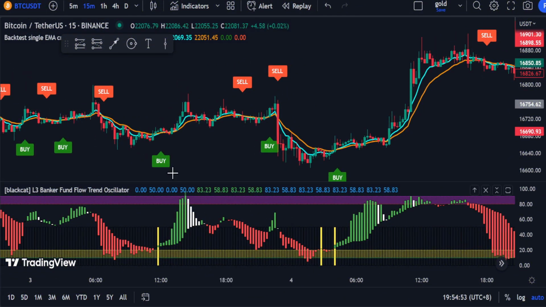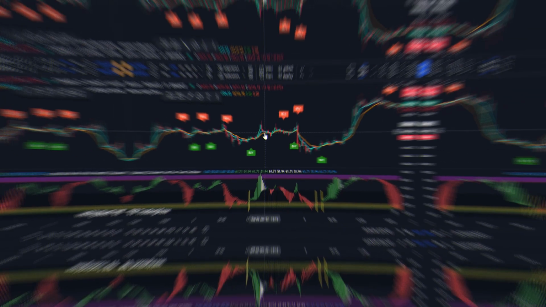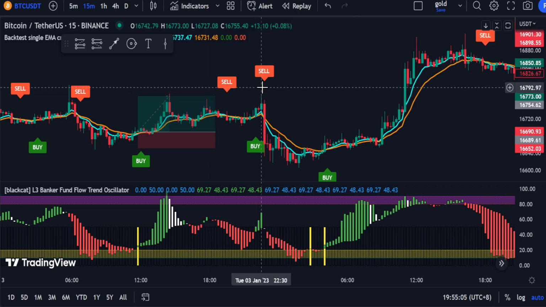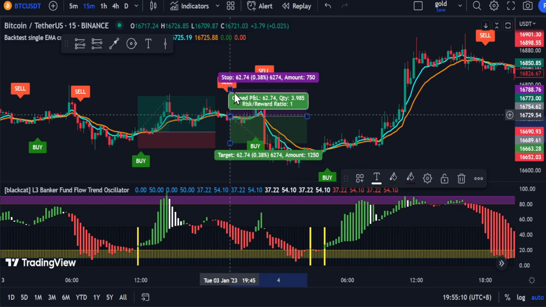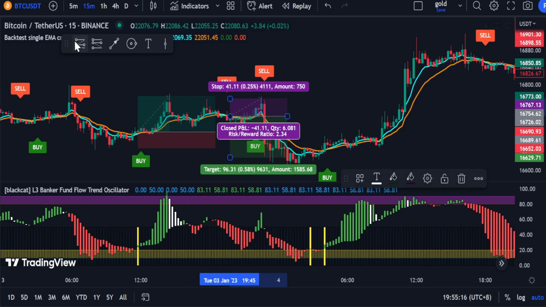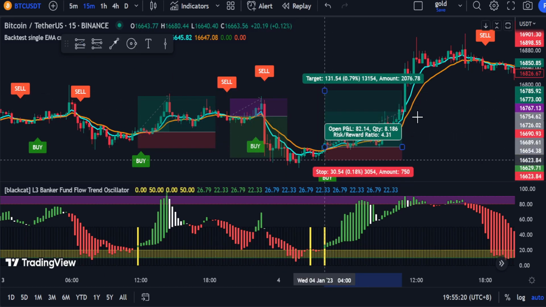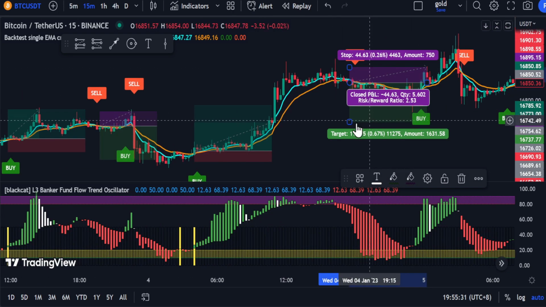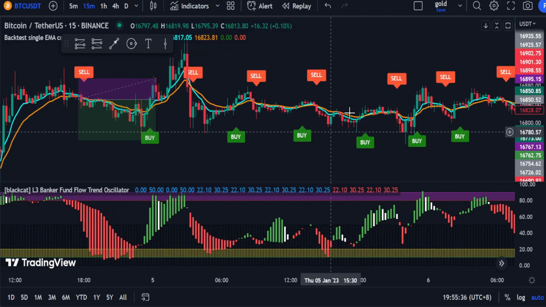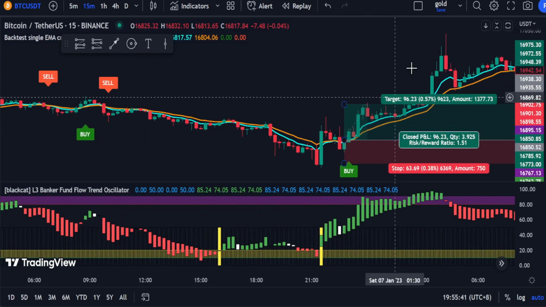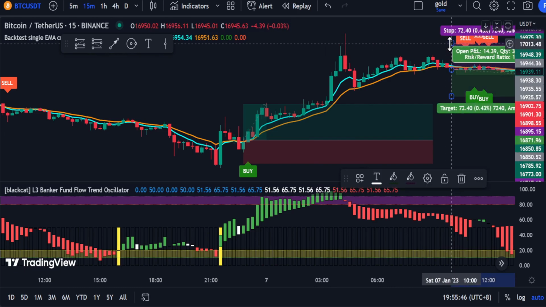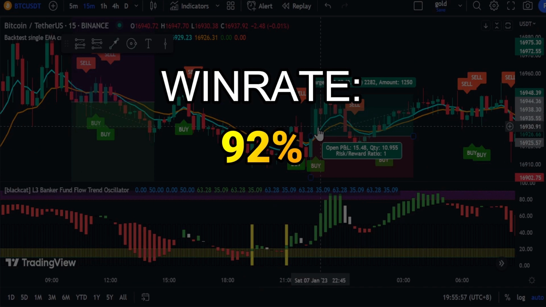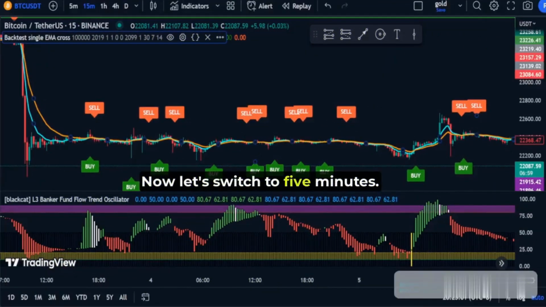Now we'll be backtesting it 51 times before switching to 5 minute scalping. The win rate is 92%. Now let's switch to 5 minute scalping.